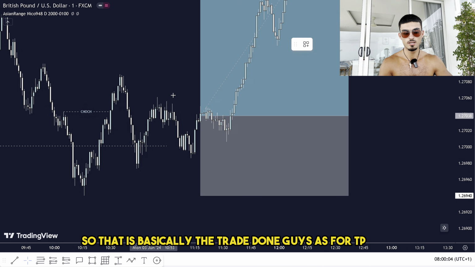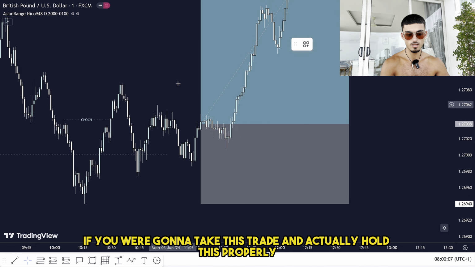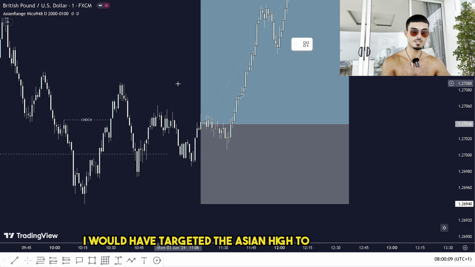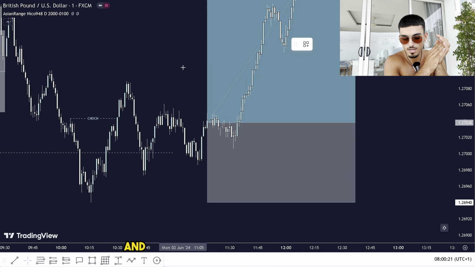As for TP, like I said, guys, if you were going to take this trade and actually hold this properly, I would have targeted the Asian high to give me about a 1 to 6. So that is how you could have taken the same trade as well. And so it was a very, very good position.